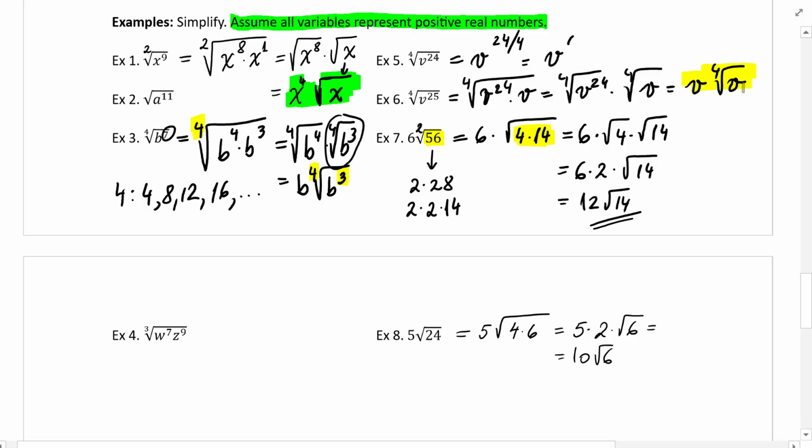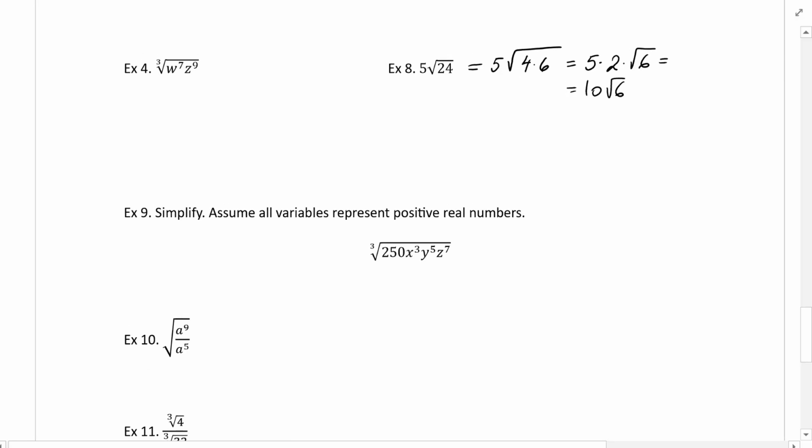V to the 6 fourth root of v. Okay, and let's take a look at one more.